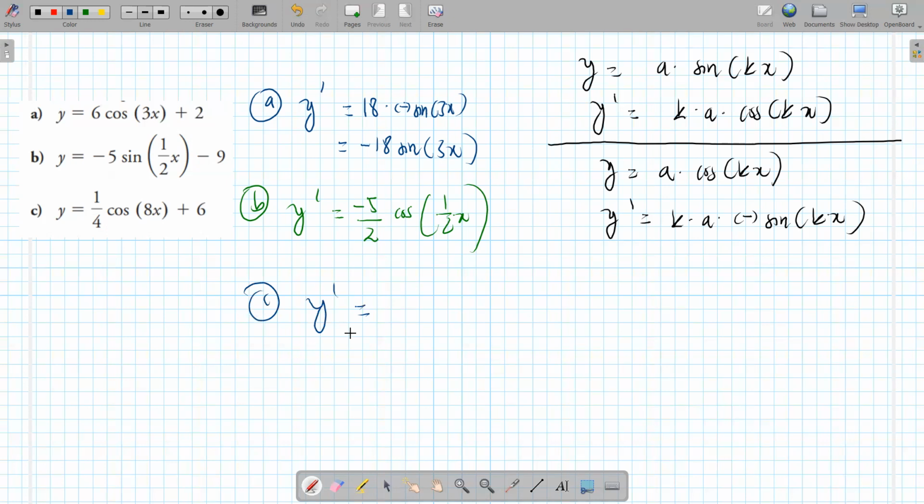2 times negative sine, which becomes negative 2 sine, and the bracket always stays the same. Whatever you had here will be here. So this will be 8x, and that's it. You're done. That makes sense? Is this difficult? No. All you have to do is know the rules.